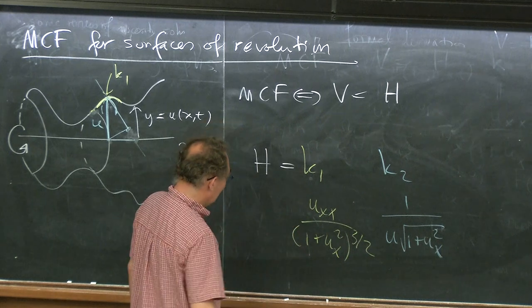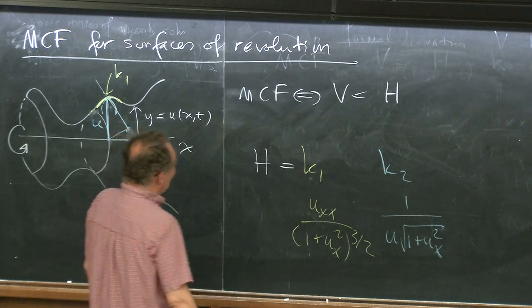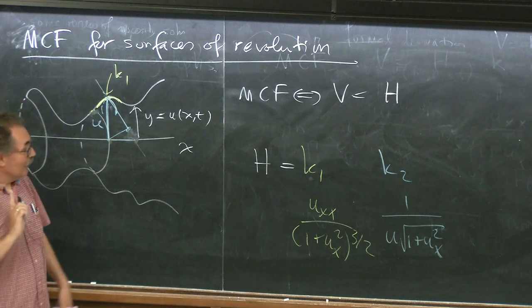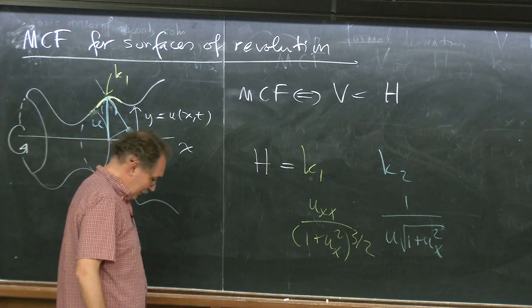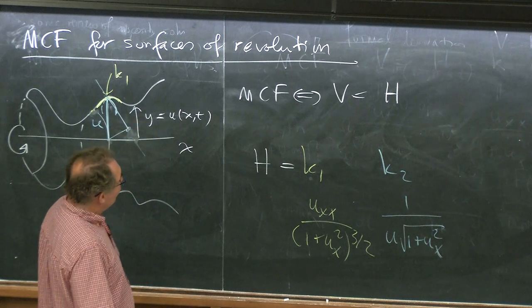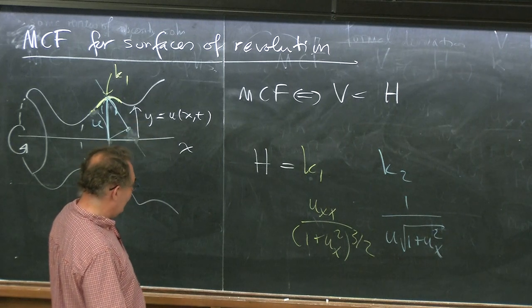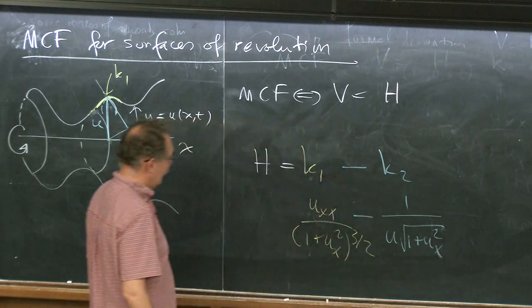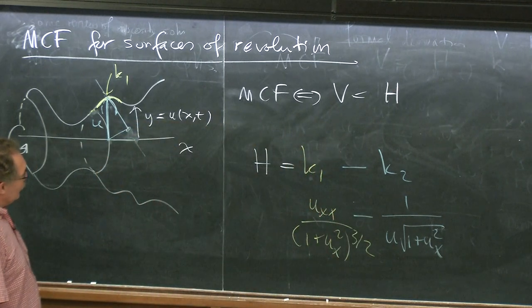And now this is the opposite curvature. So for me, a sphere with the outward unit normal has negative curvature. And I'm sort of unique in the literature with that convention. So we get a minus sign here. Okay, that's the mean curvature.